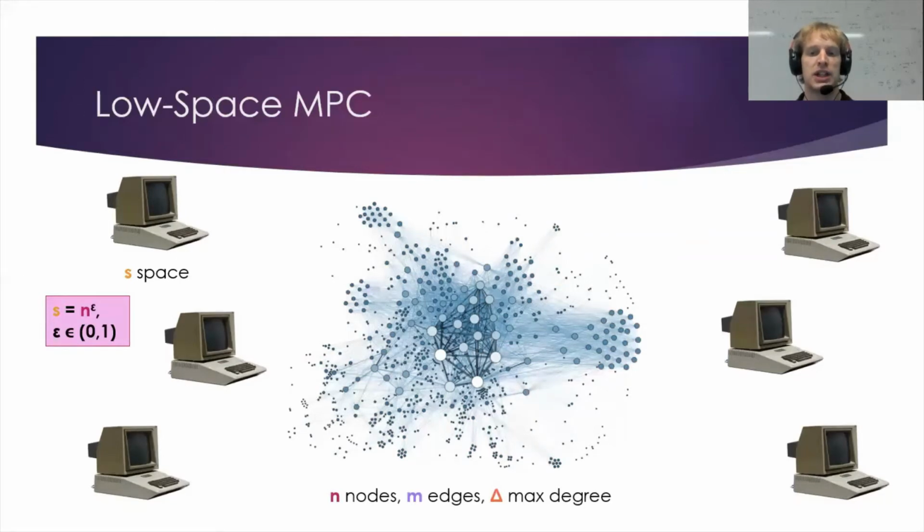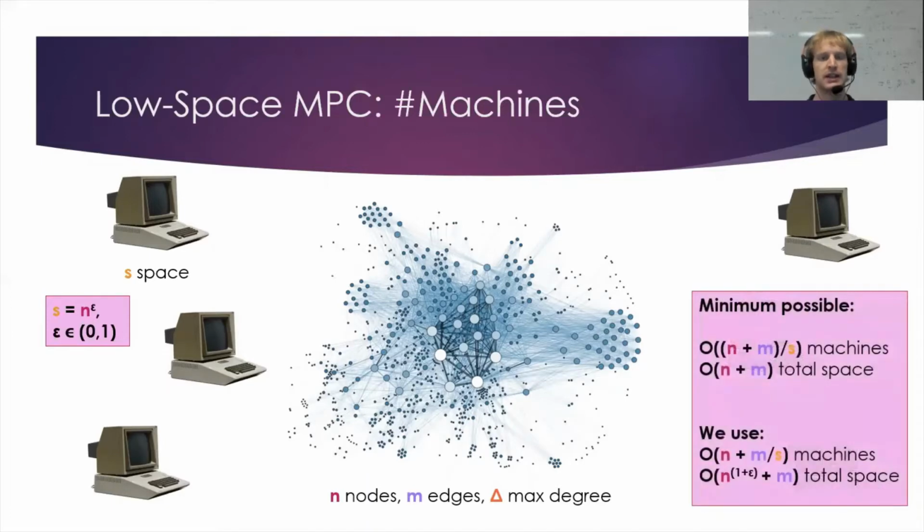Okay, how many machines are we allowed? Well, the minimum possible we could use would be enough to fit the input across our total space. By total space, I just mean the sum over all machines of the space-bound S, which would be (n+m)/S machines. We actually are going to use slightly more than that, so n^(1+ε) plus m total space, for the reason that that actually gives us a lot more power, means we can do a lot more and get faster algorithms in the model without very much additional space.